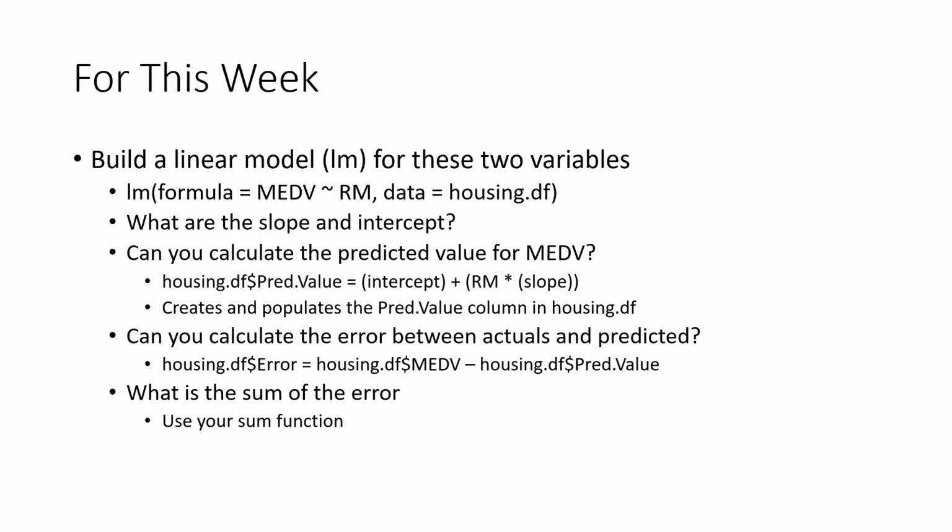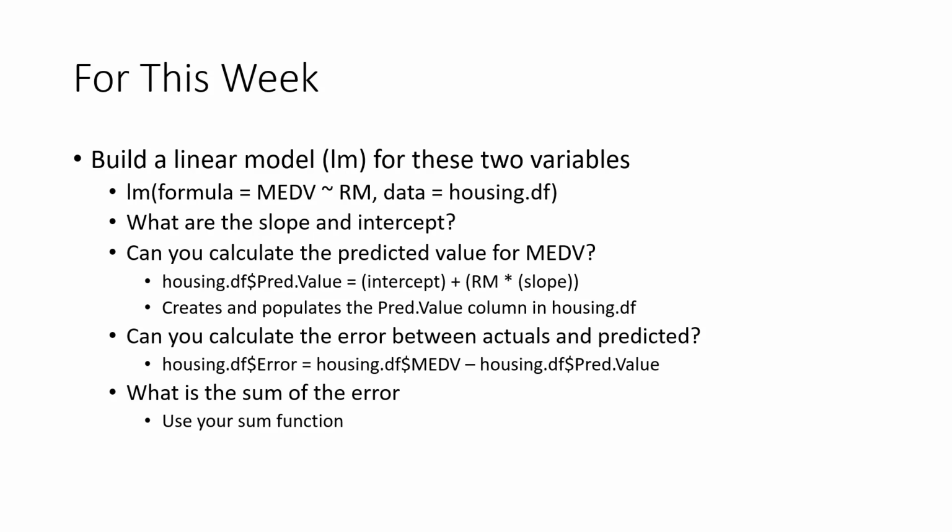So here's how we did that. Remember, we took housing.df and created a new value called predicted value. That was set equal to whatever the intercept value is that comes out of your model, plus RM times your slope. You'd have to put the actual numeric value of the slope in parentheses for order of operations, just to be clear. Your intercept number and your slope number will appear just as numbers.